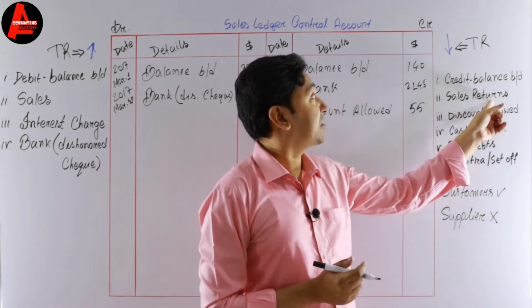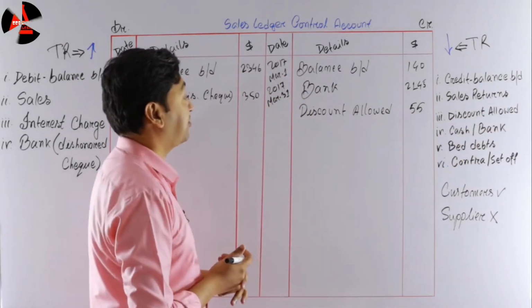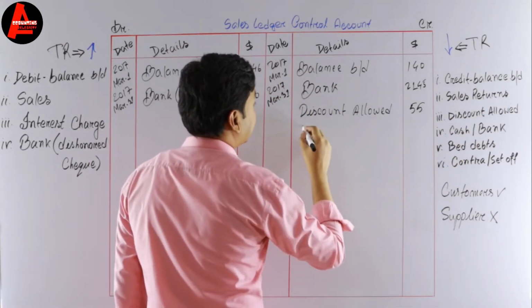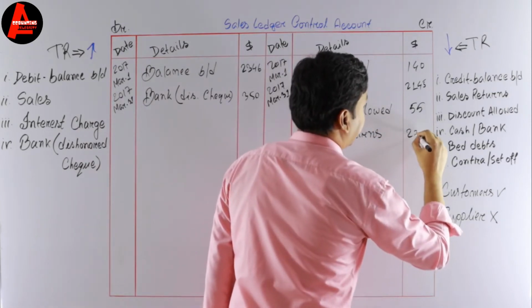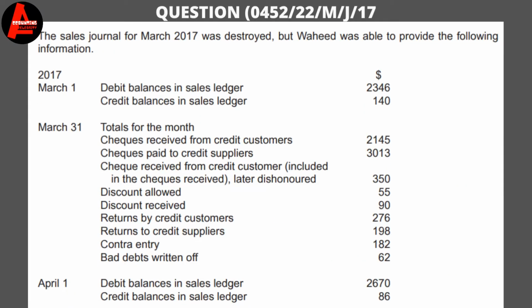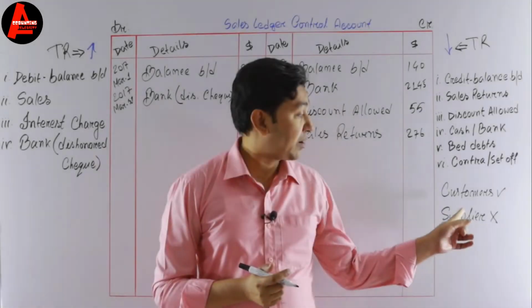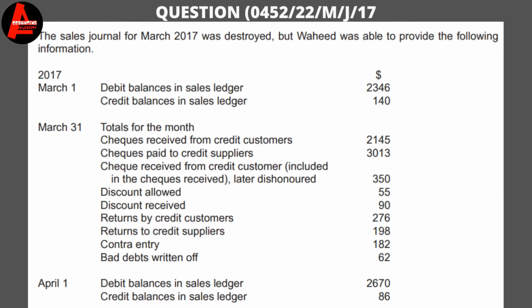Returns, it is a sales return. So sales returns come in the credit side because it will reduce the value of TR, means trade receivable. So let us write here sales return $276. Okay, so next one is returns to credit supplier. Again supplier, we are not going to take it. It will go to the purchase ledger control account.